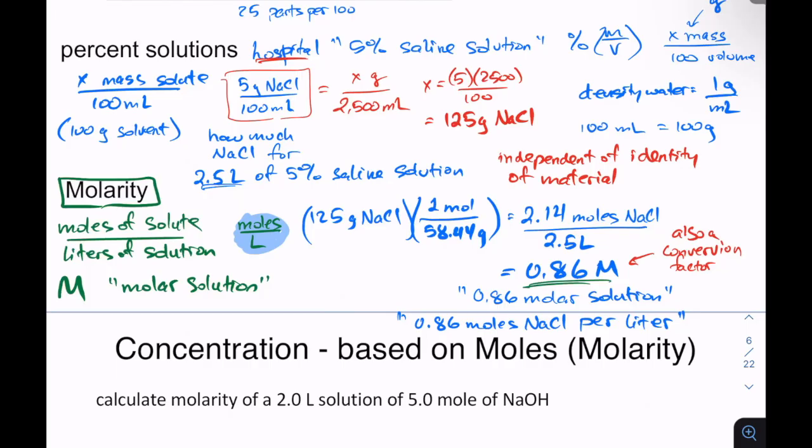Now, in this case, molarity is not independent of the identity. Okay, a 5% glucose solution is going to have a different molarity than a 5% saline solution. Okay, because molarity is based on moles, and the percent solution is based on mass.